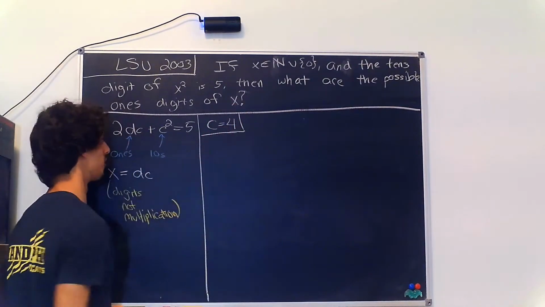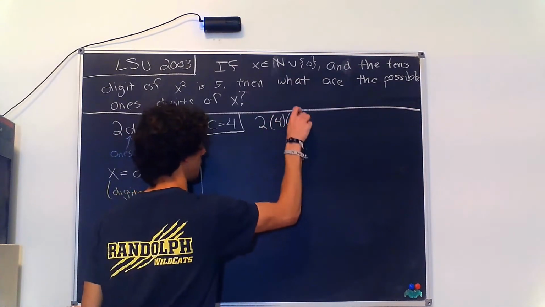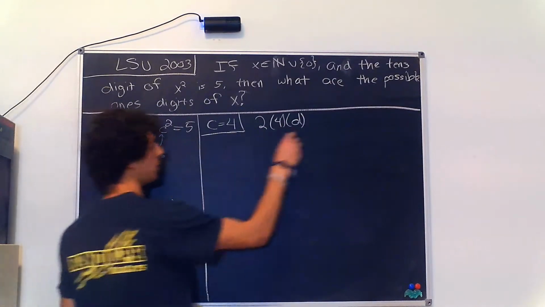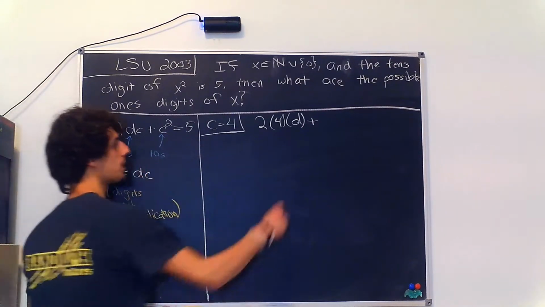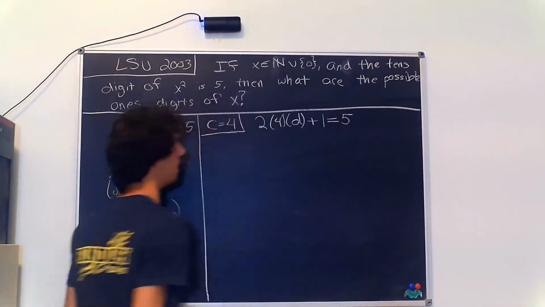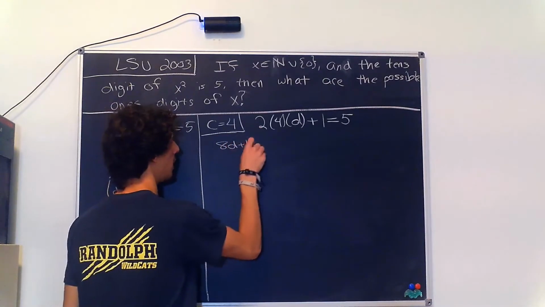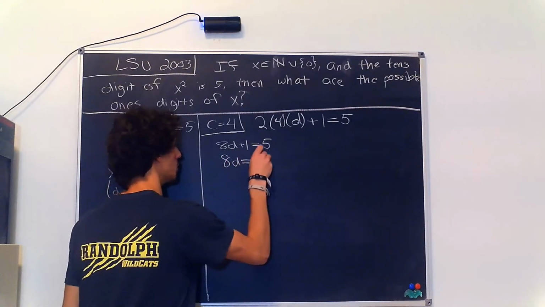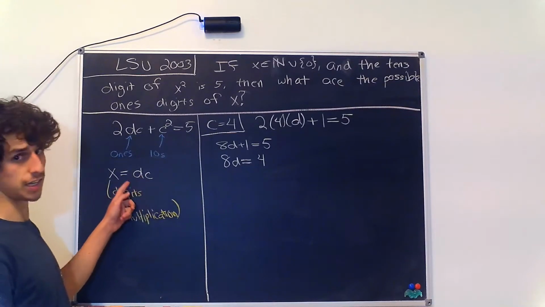Let's look at the C equals 4 case first. So this is going to be 2 times 4 times D. That's by plugging in this C into this term right here. And then we're going to have 16 in this term right here. But we only want the tens digit from this, so we're only going to add 1. And this is all going to be equal to 5. But now let's solve this for D. We'll have 8D plus 1 equals 5. And then we'll have 8D equals 4. So you might say that doesn't make a whole lot of sense because we're talking about D being a digit here.